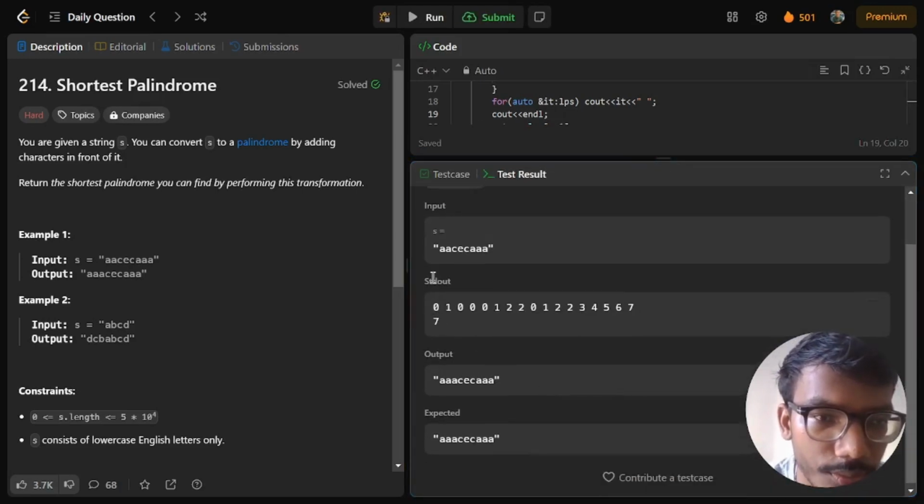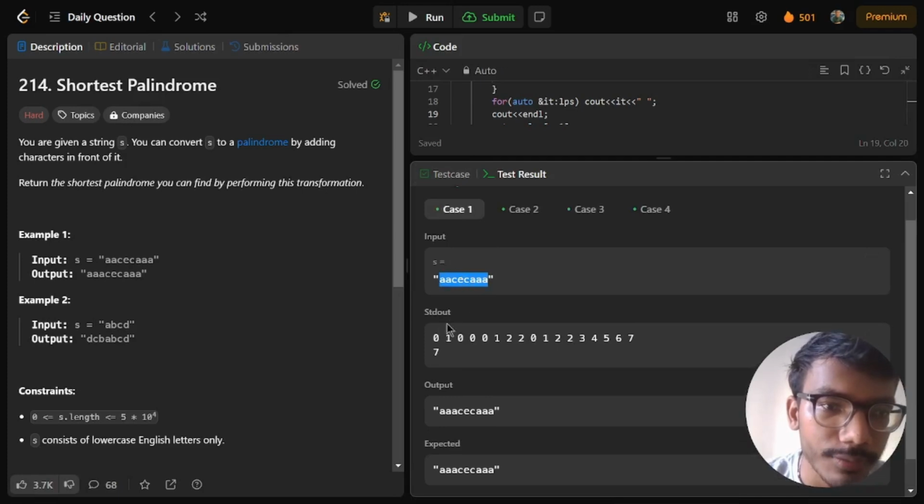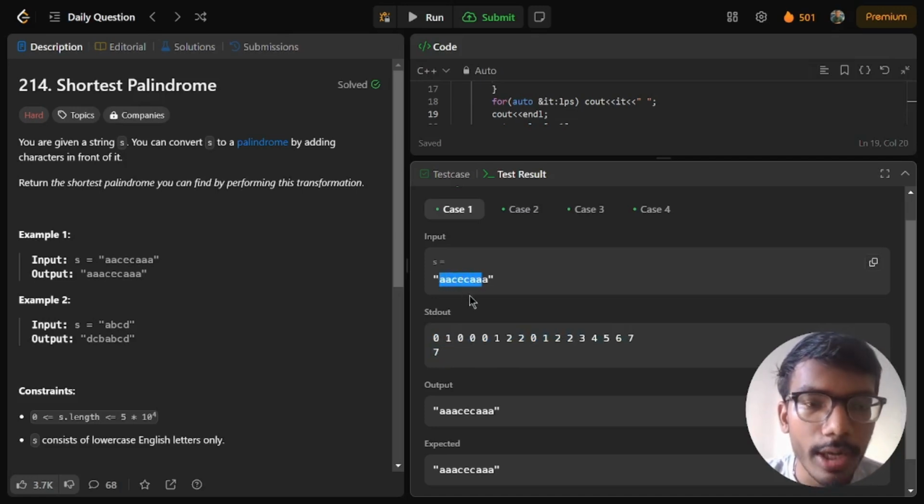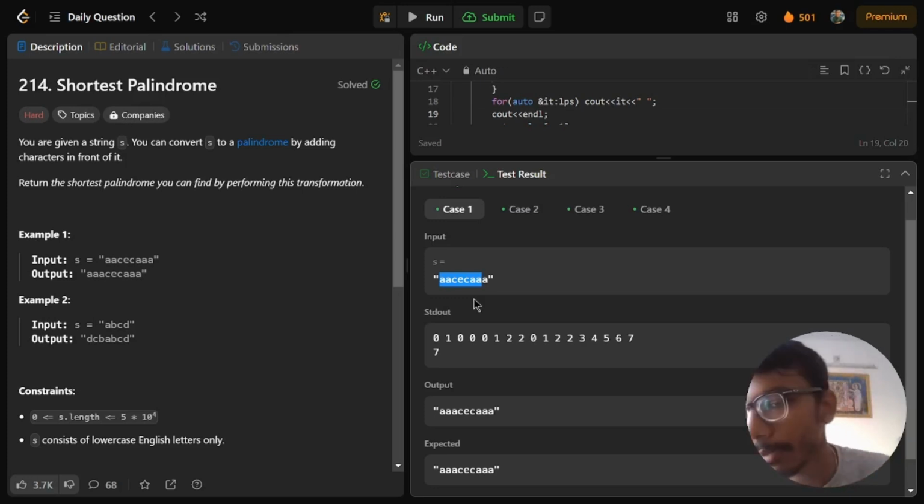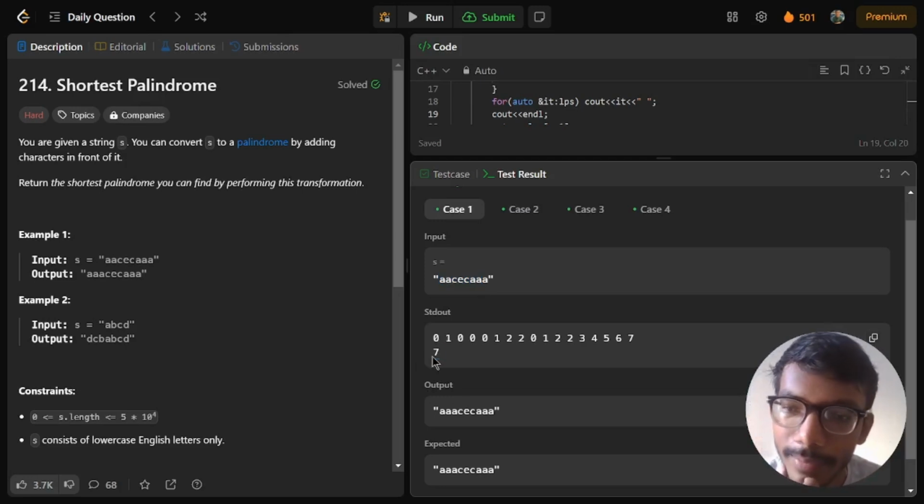As I told you, if I take this AACEC example that we tried, what was our LPS value? This was 0, 1, 0, 0, 1, 2. The LPS value for this is this, and L equal to 7. What is 7? It is the length of the longest possible palindromic substring. So I am getting 7, right?